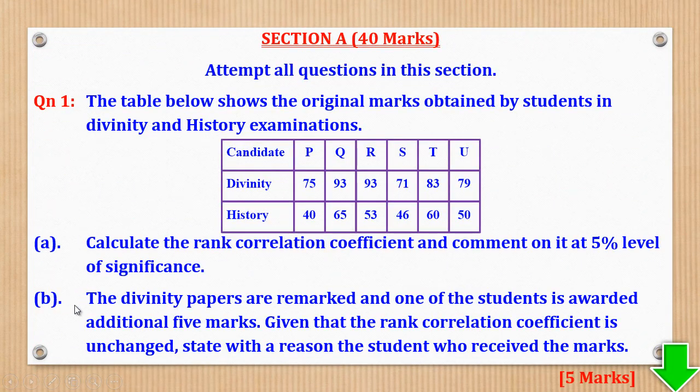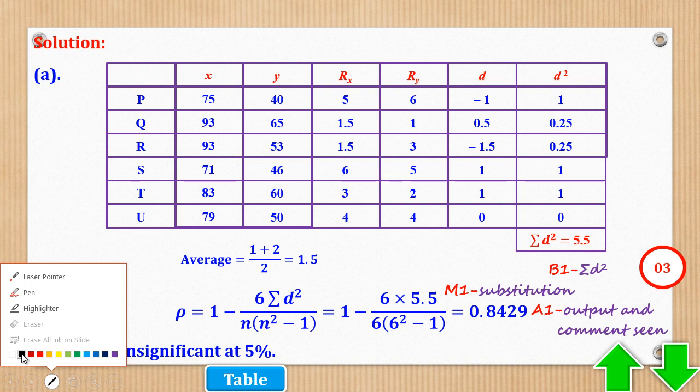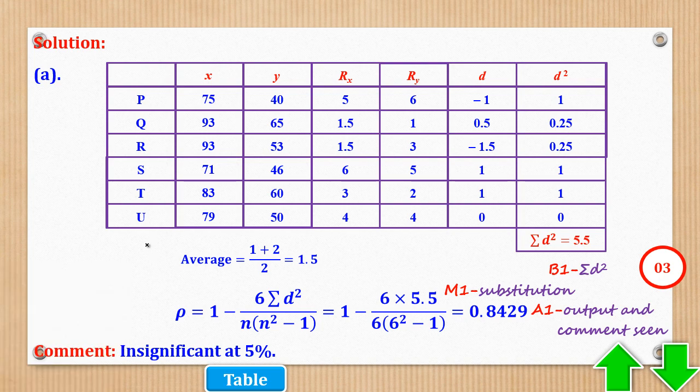Then part B says the divinity papers are remarked and one of the students is awarded an additional 5 marks. Given that the rank correlation coefficient is unchanged, state with a reason the student who received the marks. For the rank correlation coefficient not to change, the ranking must remain the same. Therefore, when you add an additional 5 marks, the student must stay in the rank where he or she was.